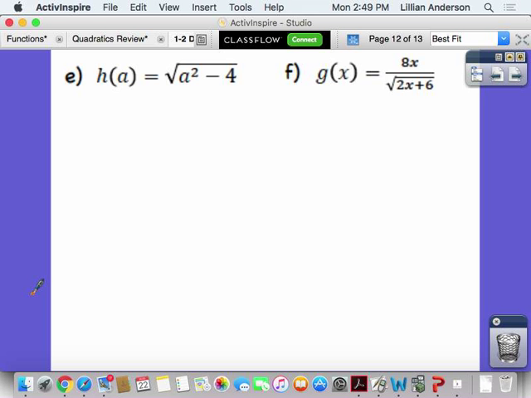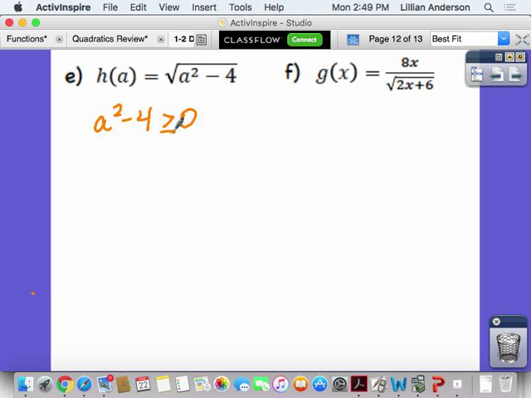E. Square root. What do you know about square roots? Greater than or equal to 0. Very good. It's not in the denominator, right? So I still have the greater than or equal to 0. This is very similar to the last one we just did.